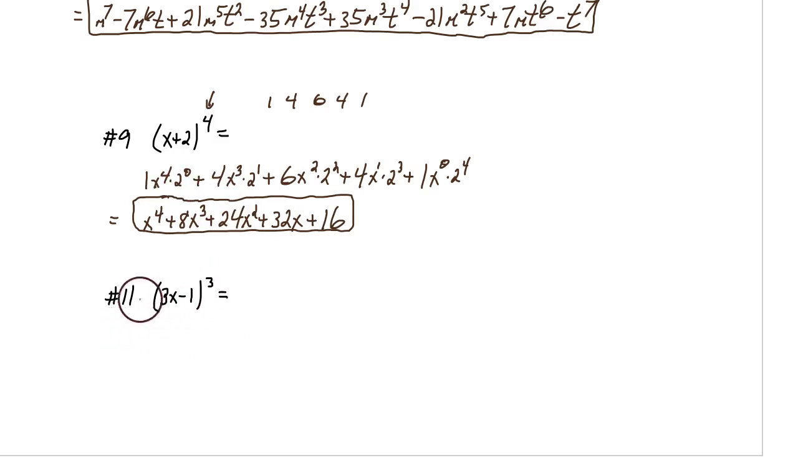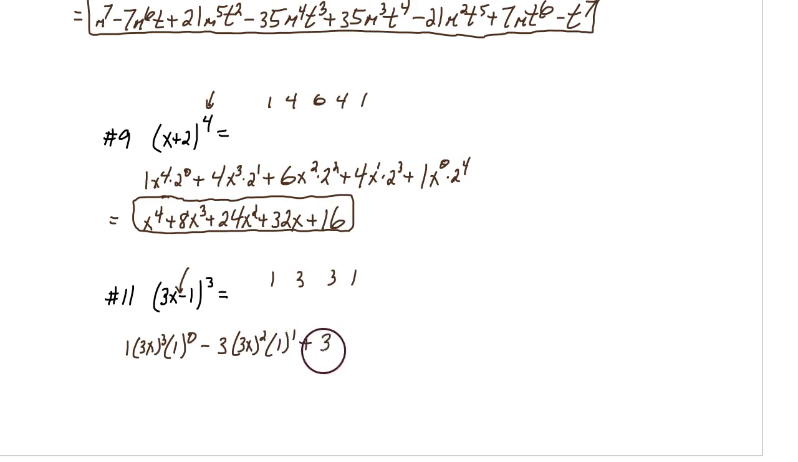Number 11. This time our binomial goes to the 3rd power. From Pascal's triangle, the coefficients will be a 1, 3, 3, 1. So we have 1 times 3x to the 3rd power times 1 to the 0 power. Then minus, because of the minus sign here, we're going to alternate signs going across. 3 times 3x squared times 1 to the 1st power.